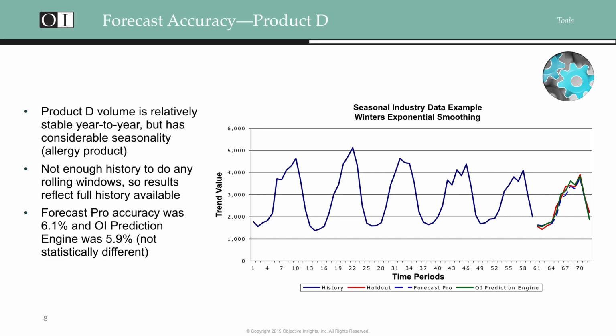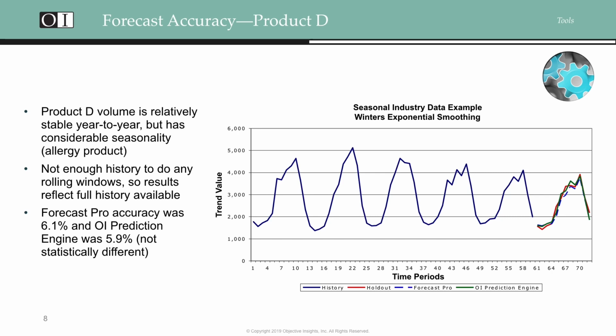Product D is a relatively stable product year to year, but it has considerable seasonality because it's a product in the allergy class. And you can see that the MAPE, the mean absolute percentage error, for Forecast Pro is 6.1%, and the OI Prediction Engine was 5.9%, which is not statistically different, but of course the lower the errors, the better. So 5.9 is better than 6.1, but not statistically different.